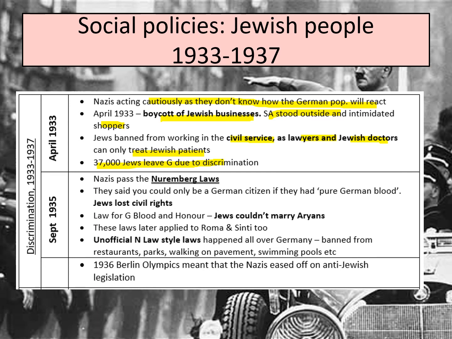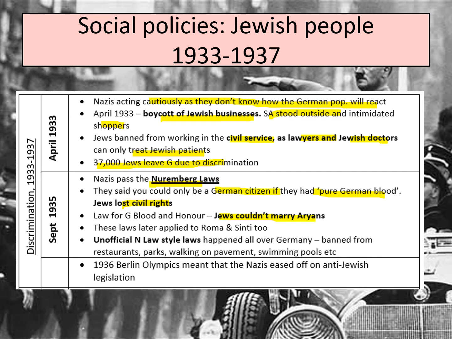Other people stayed, hoping that things wouldn't get any worse, but they did in September 1935 when the Nazis passed the Nuremberg Laws. These said you could only be counted as a German citizen if you had what they deemed as purely German blood. As Jewish people were defined as un-German, they therefore lost their civil rights and became second-class citizens. Laws were passed, for instance, that said Jewish people couldn't marry Aryans, and if you were already together, you would be separated. If you refused to separate, you could end up in a concentration camp.